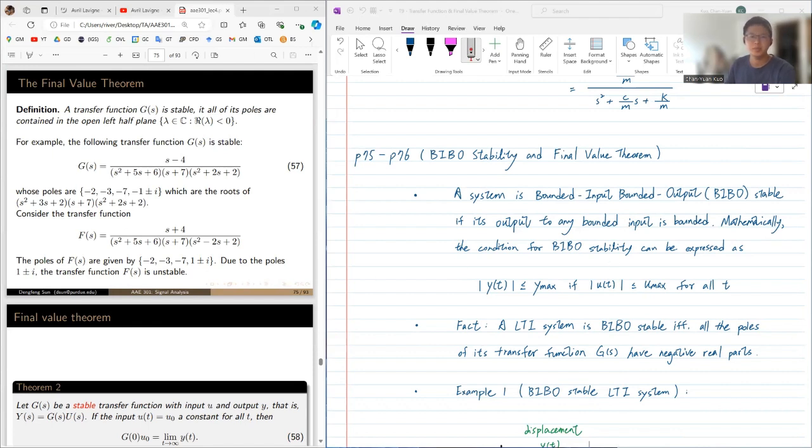If the magnitude of the input is bounded above by a constant Umax all the time, then the magnitude of the output should be bounded above by a constant Ymax all the time as well. Now let's learn how we can determine whether an LTI system is BIBO stable. First, note that an LTI system is BIBO stable if and only if all the poles of its transfer function G(s) have negative real parts. Therefore, to check whether an LTI system is BIBO stable, we only have to check whether the poles of its transfer function are in the open left half plane.